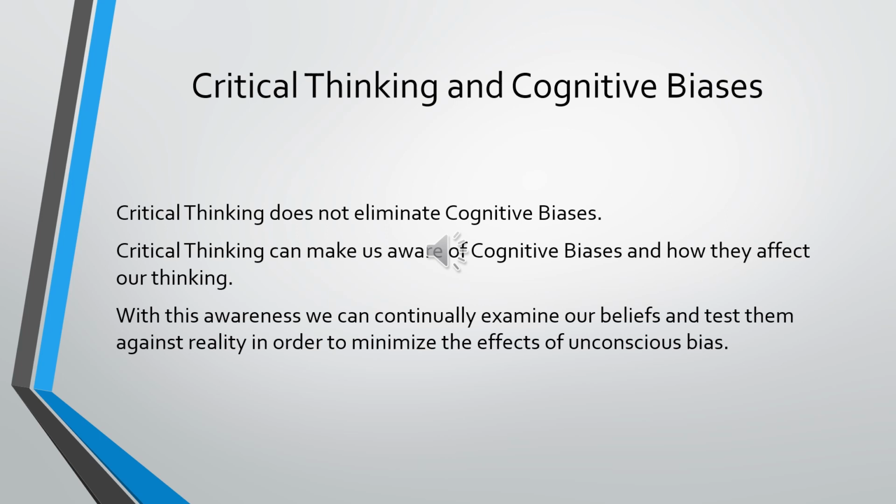The importance of critical thinking is not to eliminate cognitive biases, because I don't think this is something we can do. These are in many ways hardwired into our brains, and we are socialized to think in certain ways. But if we can become aware of these biases and how they affect our thinking, then these subconscious influences can at least be somewhat modified and mitigated. So if we are aware of cognitive biases, we can examine our beliefs and test them against reality, if not reality as it really is, at least a closer reality than we typically deal with, in order to minimize the effects of these biases.